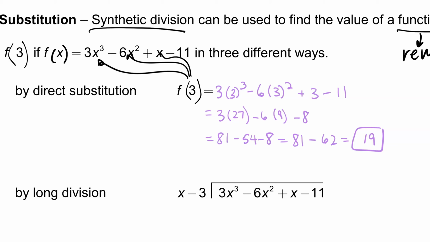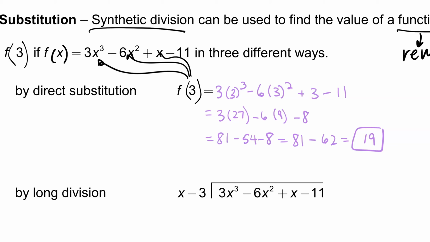So I'll give you a moment. We're just plugging in and finding the numbers. So we find the answer is 19, right? Direct substitution. This is not too bad because it's only a cubic function.